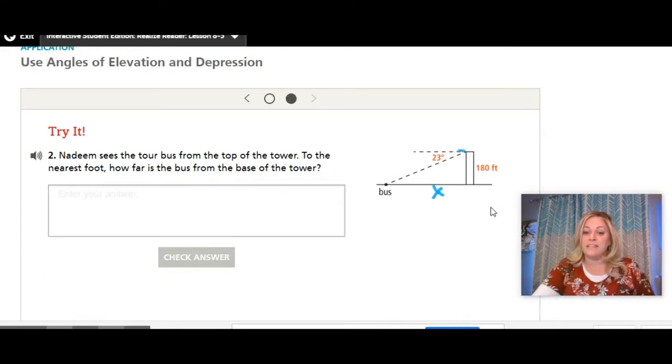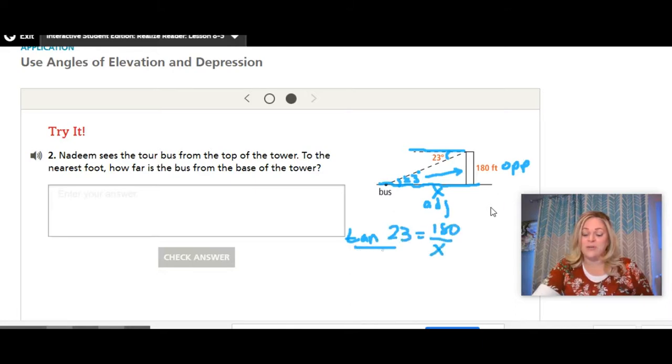Remember, this line of sight and the actual road, those are parallel lines. So if this is 23 degrees, this would also be 23 degrees. The angle across is the opposite. We're looking for the adjacent side. Oh, looks like we're using tangent again. Tangent of 23 equals opposite over adjacent, cross multiply, and see what you get for x.